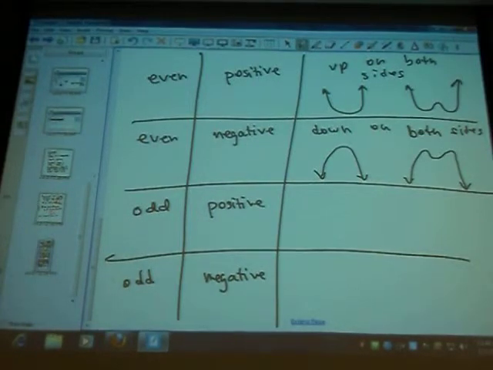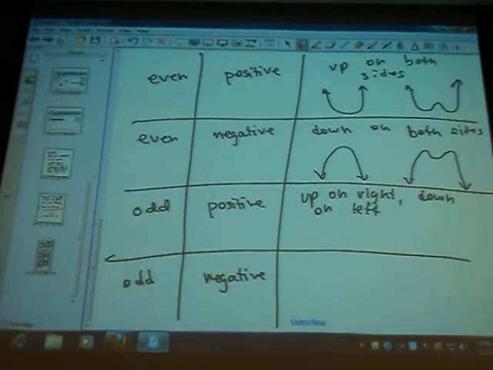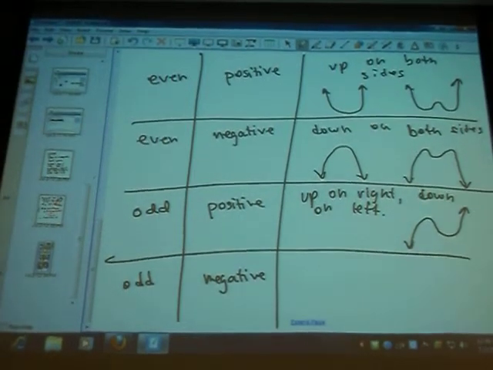So what if I change from even to odd? It would be more of an S, wouldn't it? They're going to go in opposite directions. So even goes in the same direction, odd goes in the opposite direction. So odd and positive is up on the right, down on the left. Just like this. So my arrow is going up on the right side, down on the left side.